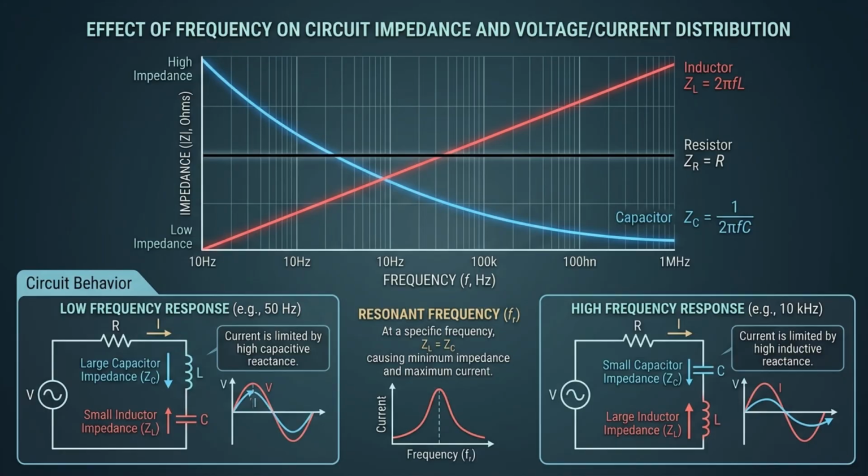As frequency changes, the impedance of circuit components changes, which directly affects how voltage and current are distributed in the circuit. Understanding this relationship is essential for predicting circuit behavior under different operating conditions.